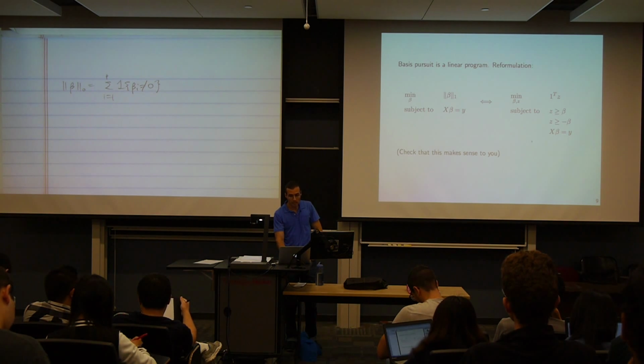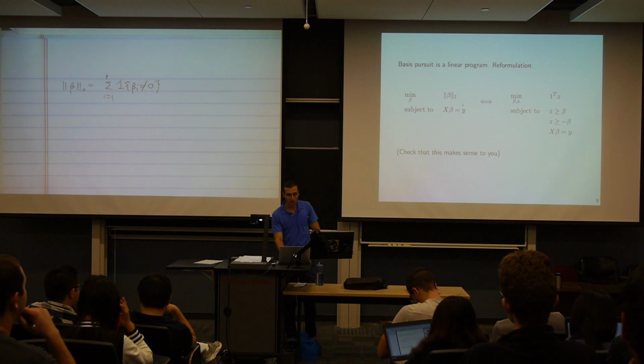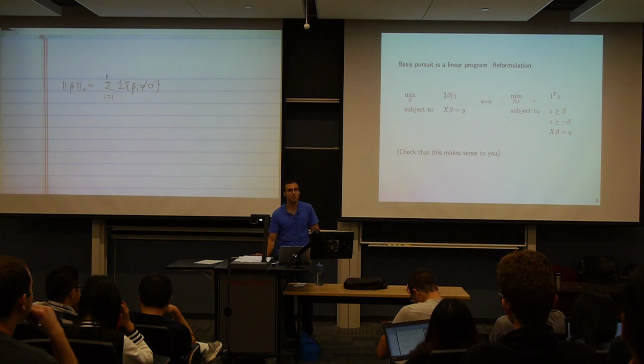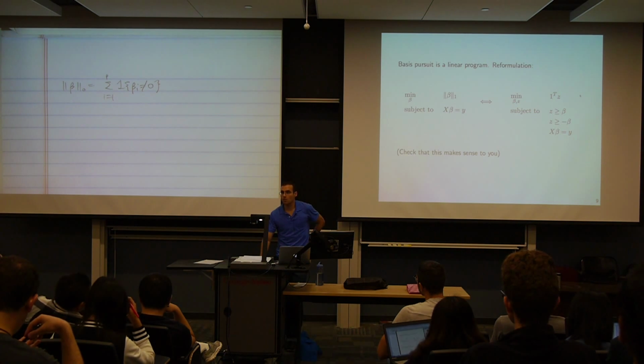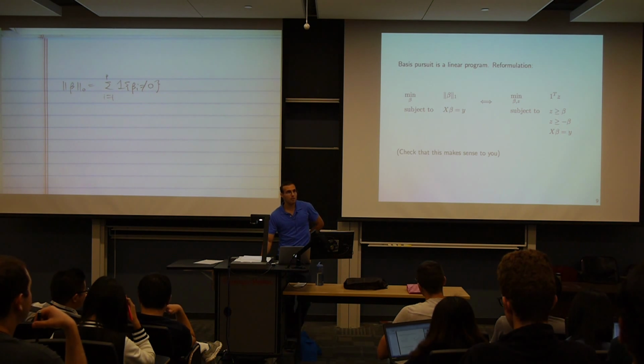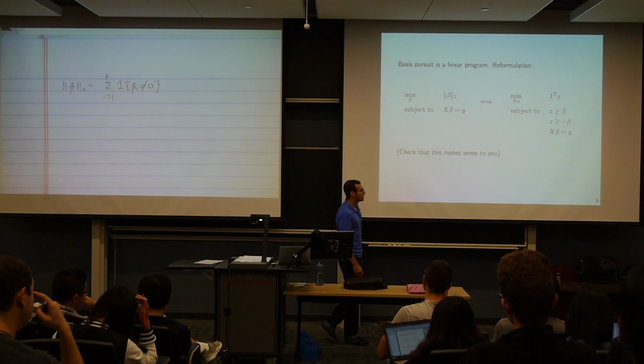We're going to replace the L1 norm of beta with just the sum of the entries of z. And I actually claim these two problems are going to be equivalent. Check that makes sense to you. Think about why that's the case.